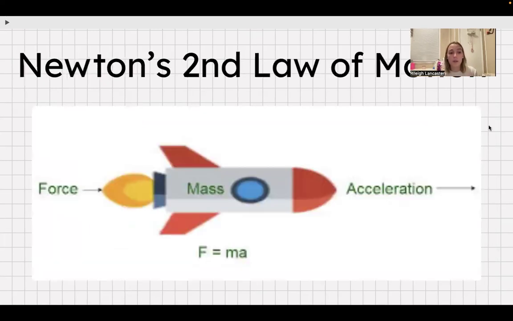So going back, we see force, mass, acceleration, and a little equation down there that says force equals mass times acceleration. Our mass is measured in what? What is our standard unit of mass? Think of it in your head. All right, I'm going to call one person. Yes, it's in kilograms.